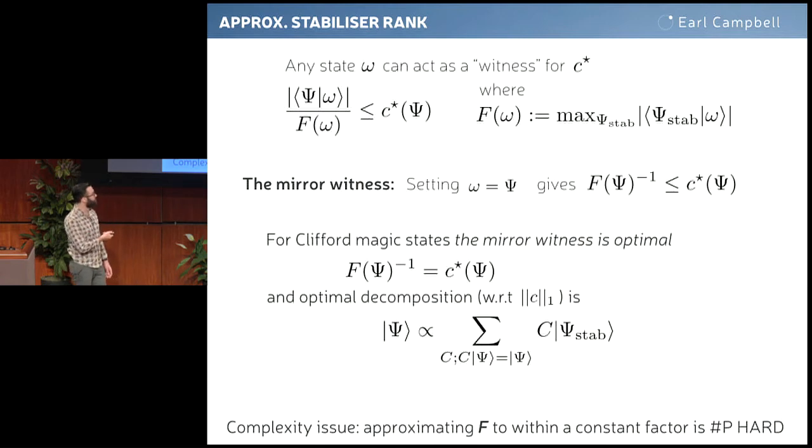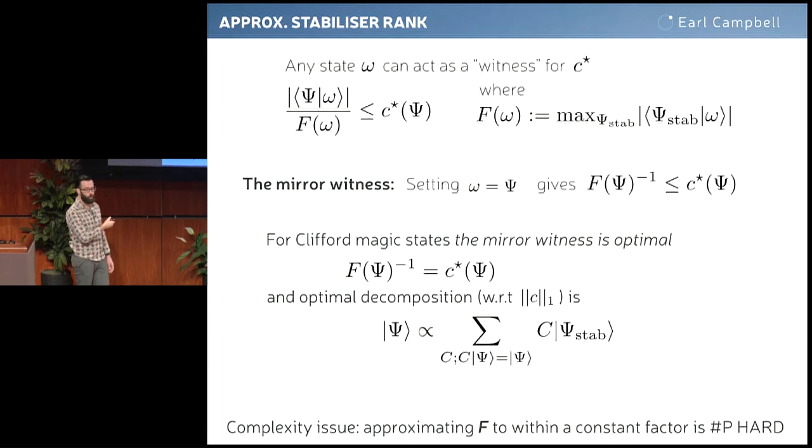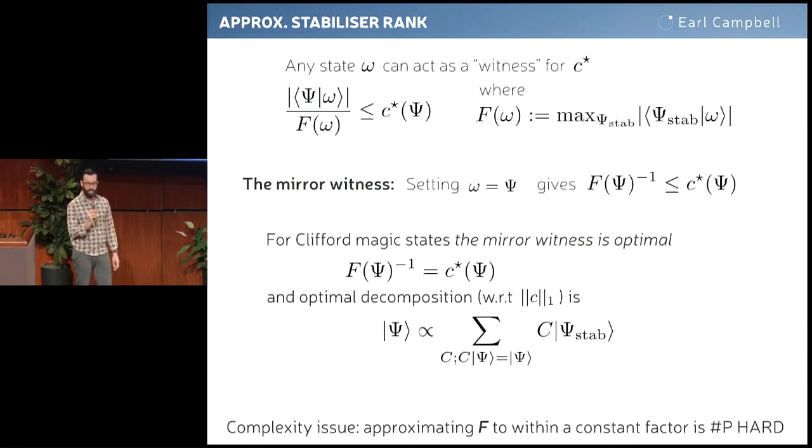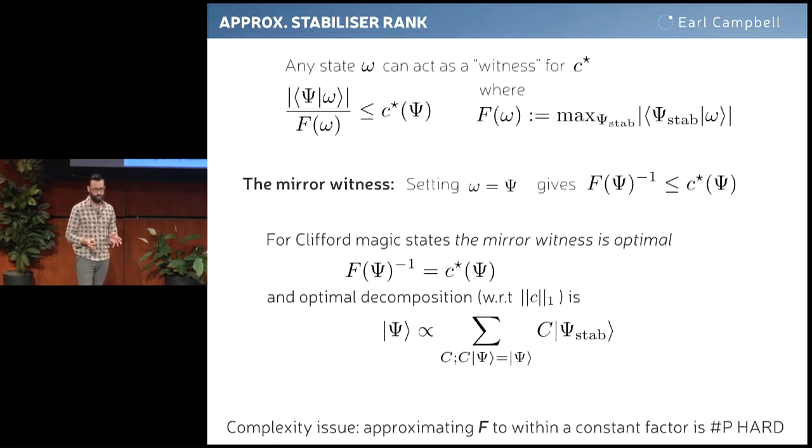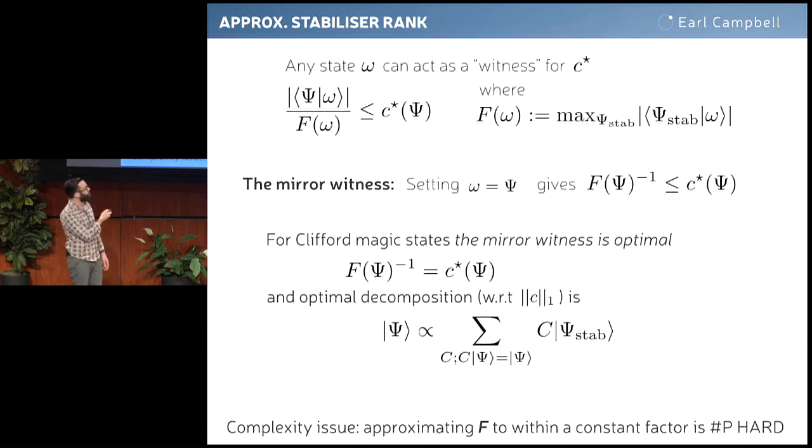So the decomposition then becomes, I've got a summation here. The summation is over a whole bunch of different Cs, which are Cliffords. And the Cs are the Cliffords that stabilize the magic state. Remember, that's how we define a Clifford magic state. It's a state that's an eigenstate of some group of Clifford unitaries. So we sum over all the symmetries of the state, apply to some stabilizer state, and the stabilizer state that we use is just the one that maximizes the fidelity up here. That's a nice, clean story.